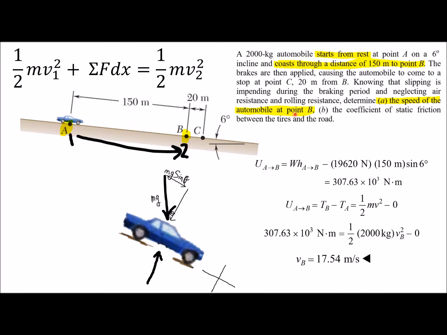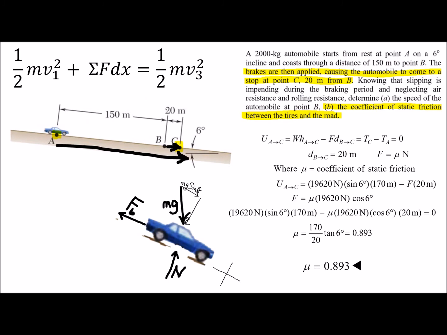That was part A. How would we figure out the coefficient of static friction? Let's move on to part B. Here's part B. Now there's a couple different ways you could split this up. You can just look at B to C. You can look at A all the way to C. And for us, let's go ahead and jump all the way from A to C. So we're going to start with a 0 velocity again, start from rest. But now we're going to have to be a little bit careful about how we add these forces together.